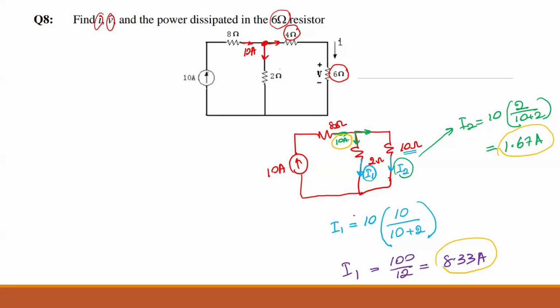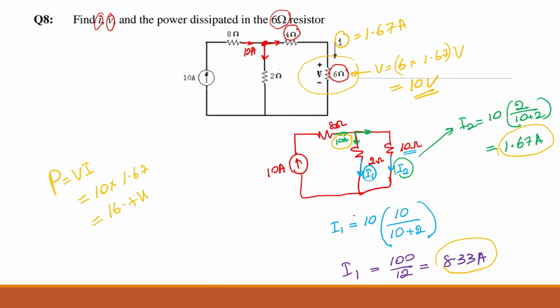Okay. So we found I, am I right? When you find I, that is 1.67 amps. And this voltage V should be 6 times 1.67 volts, isn't it? Yep. That will be 10 volts. That's all they're asking us to find, isn't it? I and V, yep. Power is VI. So V is 10, I is 1.67, so that will be 16.7 watts.